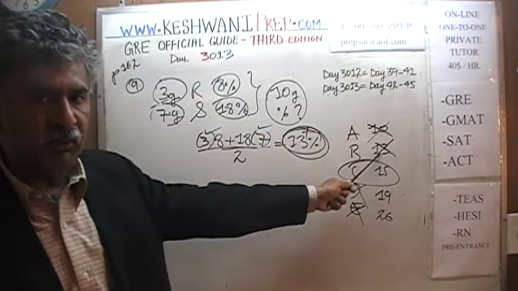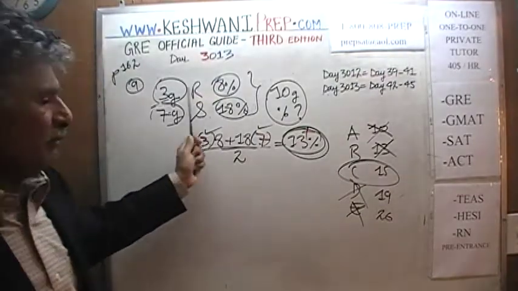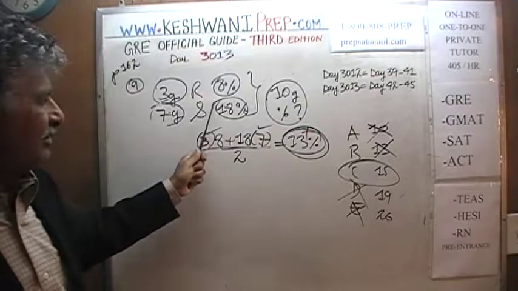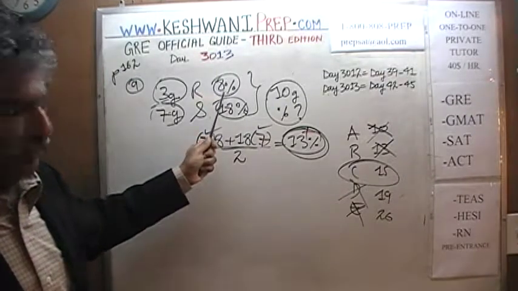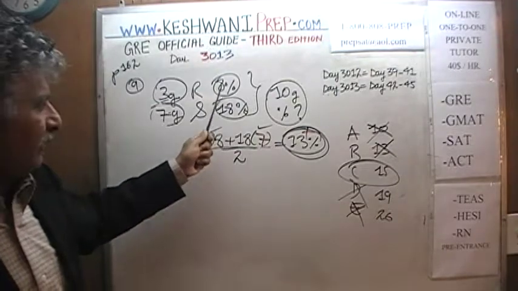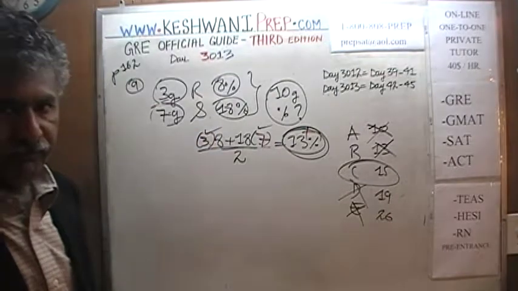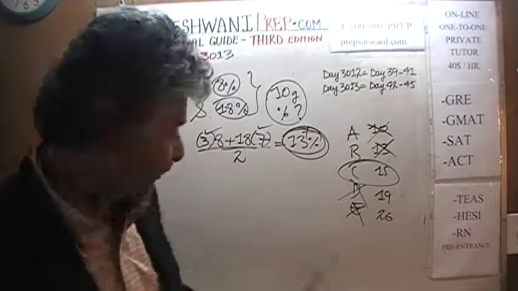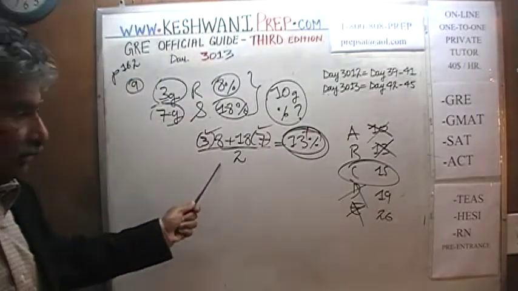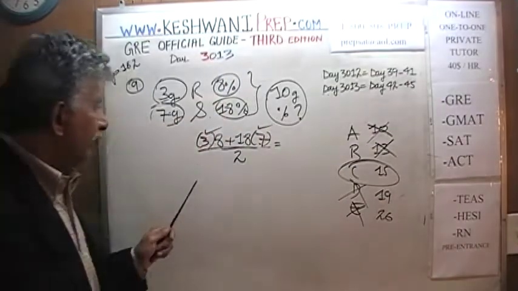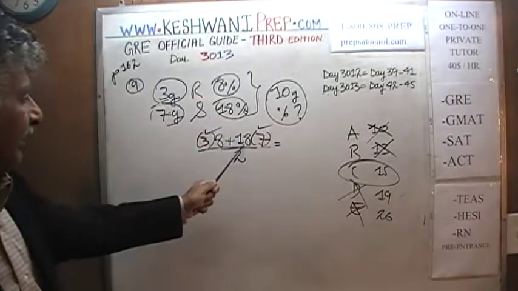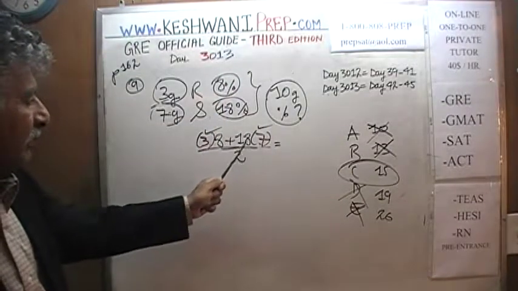Now, why did we cross out 13? We crossed out 13 because we realized that if we had equal amounts, in that case, the final concentration would have been a simple average. Simple average of 8 and 18 is 13. We have to take a weighted average, just like here. This is the right word. This is what we have to do. This is the weighted average. We have 3 parts of 8% and 7 parts of 18%.